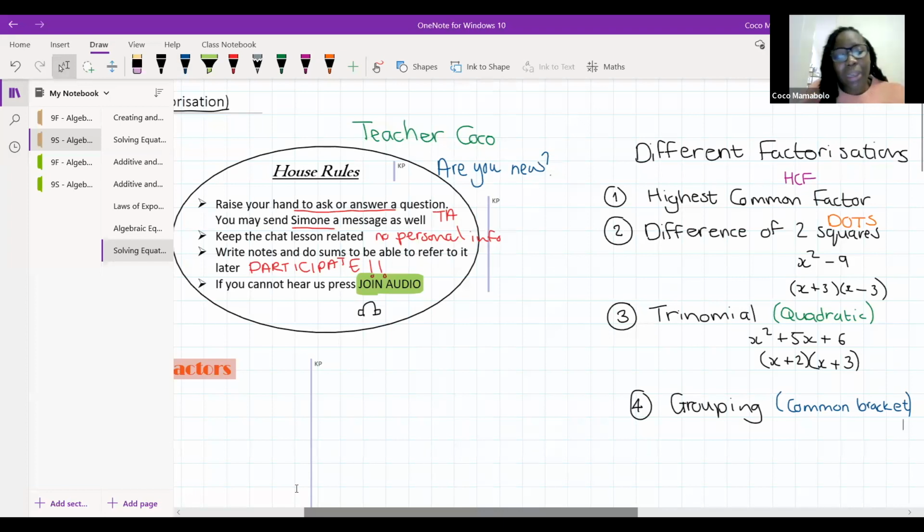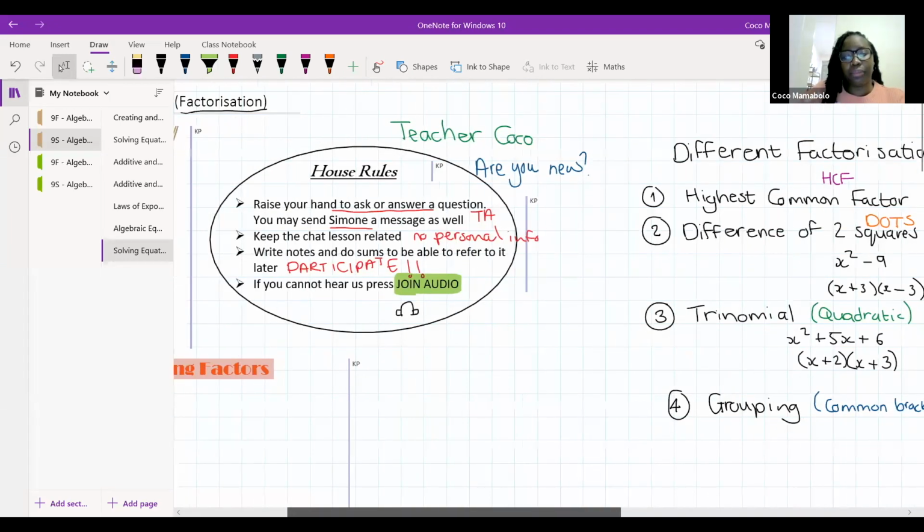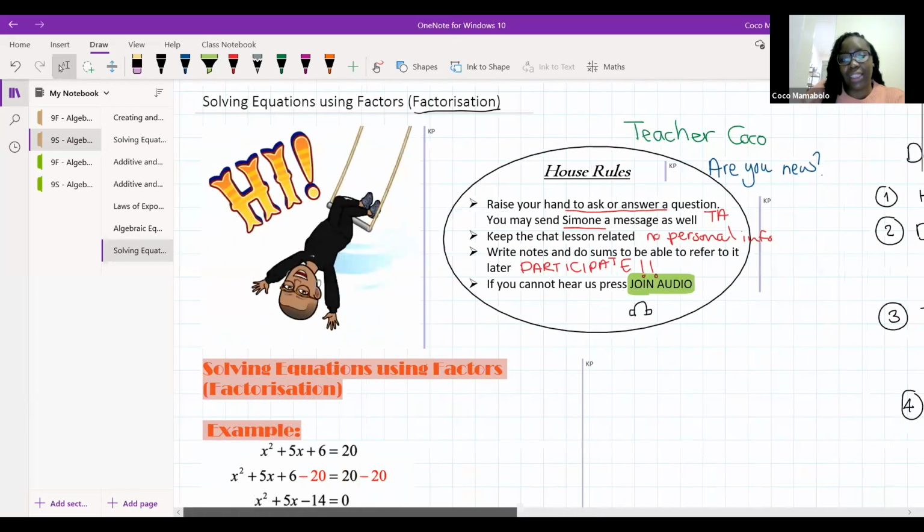If you're not familiar with them, you need to really get familiar with them. Kwezi, not that I've heard of. So these are the types of factorizations we're going to be looking at in this particular question.